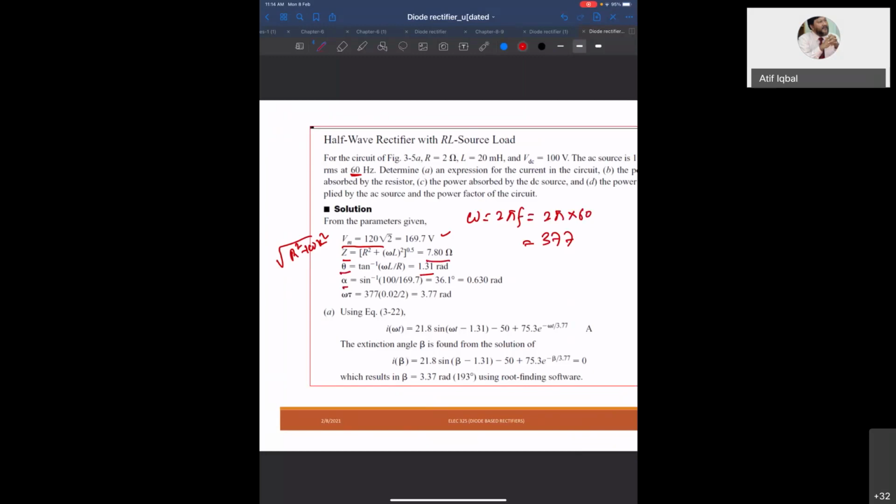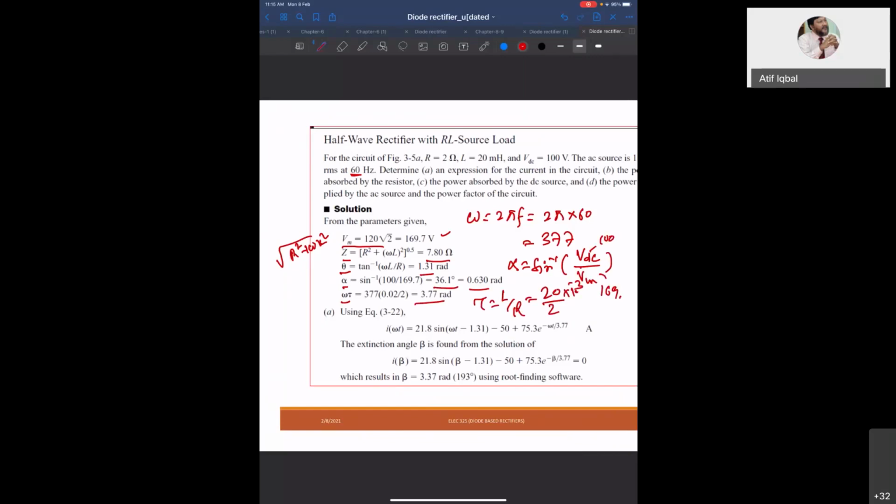And how do you get alpha? Alpha we obtain as sine inverse of VDC, that is the voltage of the battery, divided by the peak value of the source. So it is 100 and this is 169. So from here you get the angle as 36 degrees, which in radian is 0.63. And omega into tau, what is tau? Tau is L by R. So L is 20 and R is 2, that is 10 into 10 to the power of minus 3. So you get 3.77 radian.